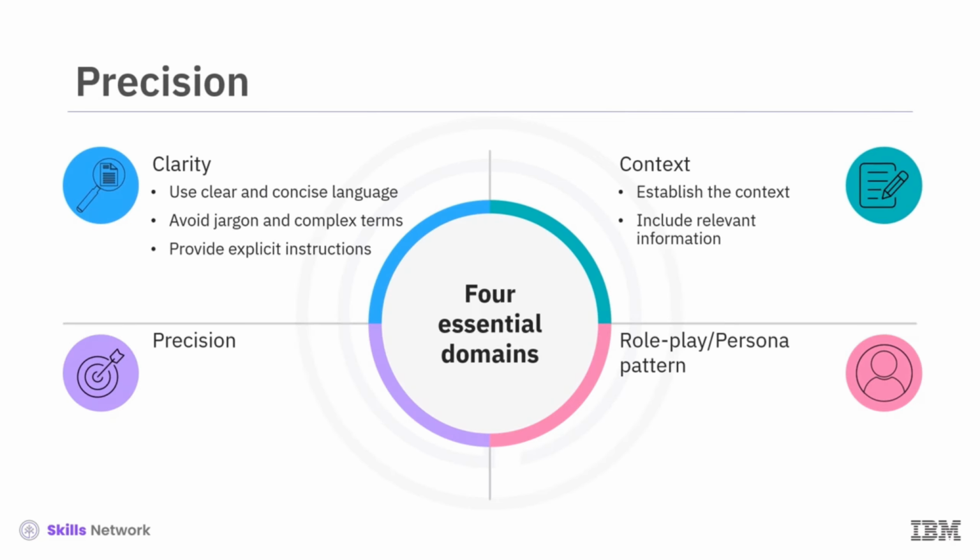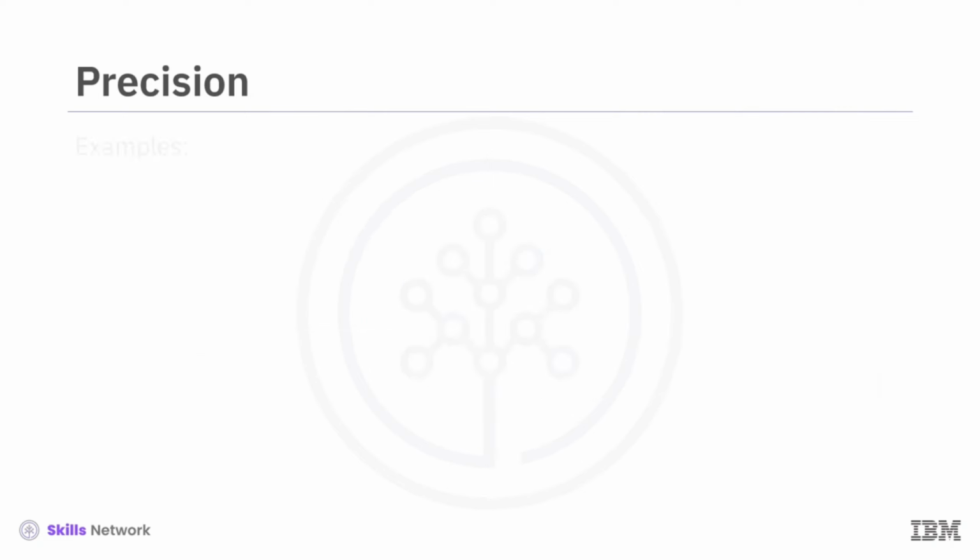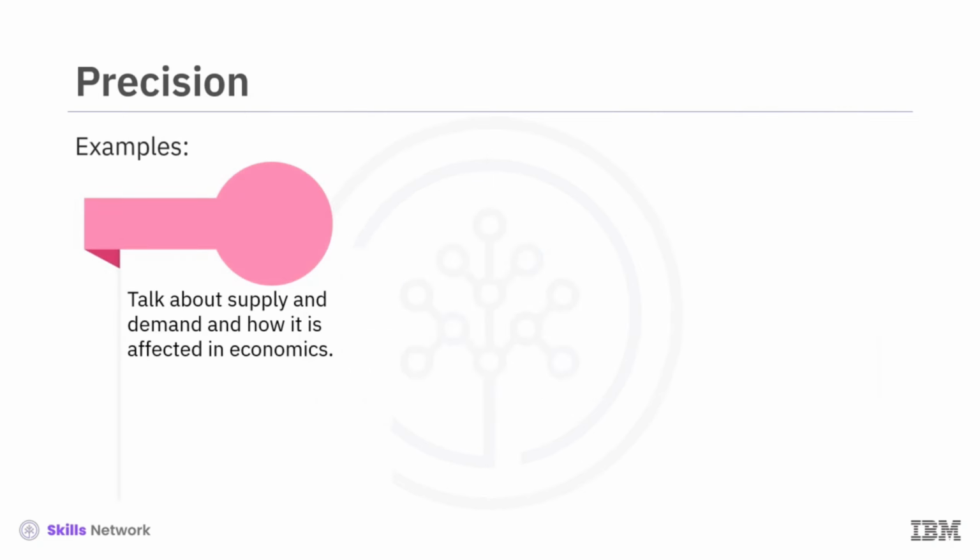Another important dimension for creating effective prompts is precision. Precision helps outline your request in the prompt. If you're searching for a particular kind of response, express that with clarity. Examples incorporated within your prompts can help the model understand what kind of response you're looking for and direct its thought process. For example, in the prompt, talk about supply and demand and how it is affected in economics, there's no precise outline of a particular kind of response and no examples.